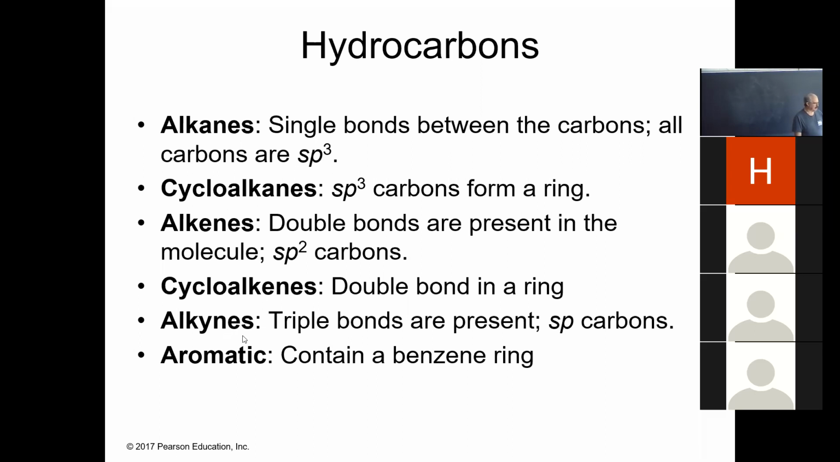Alkynes are those compounds that have a triple bond present. And in the triply bonded carbons, those are sp hybridized or linear. Aromatic compounds will contain a benzene ring. Okay, there's a more extensive definition that we'll talk about next semester.